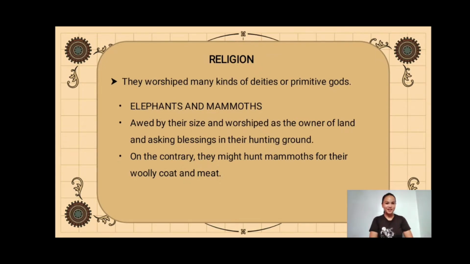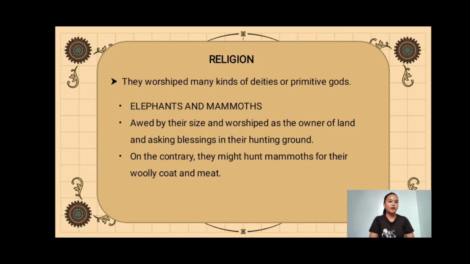Lastly, for our ancestors' religion, or the gods they worshipped: our ancestors worshipped many kinds of deities or primitive gods, and these include the elephants and the mammoths, which they were awed by because of their size and worshipped as the owner of the land, asking for blessings in their hunting ground. On the contrary, they might, and we use the word "might" because this is just a possibility that people today are making based on their observations and explorations before.